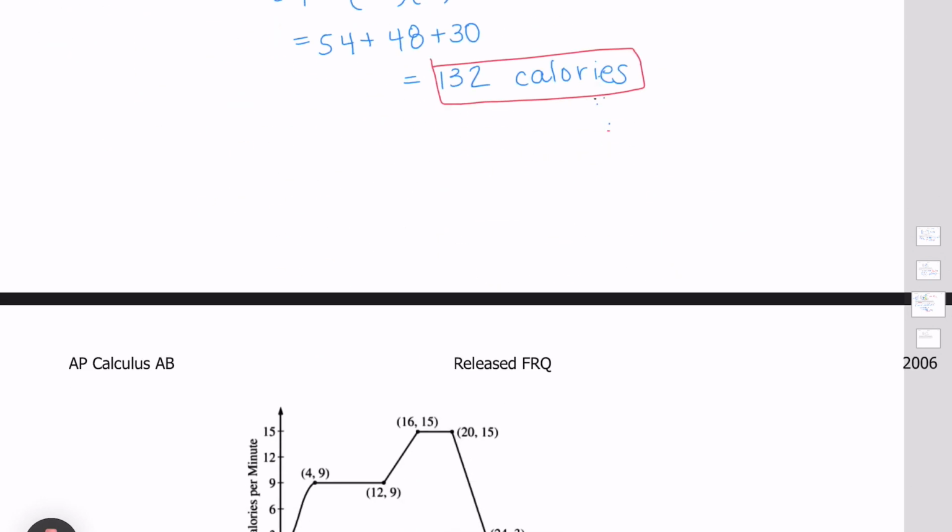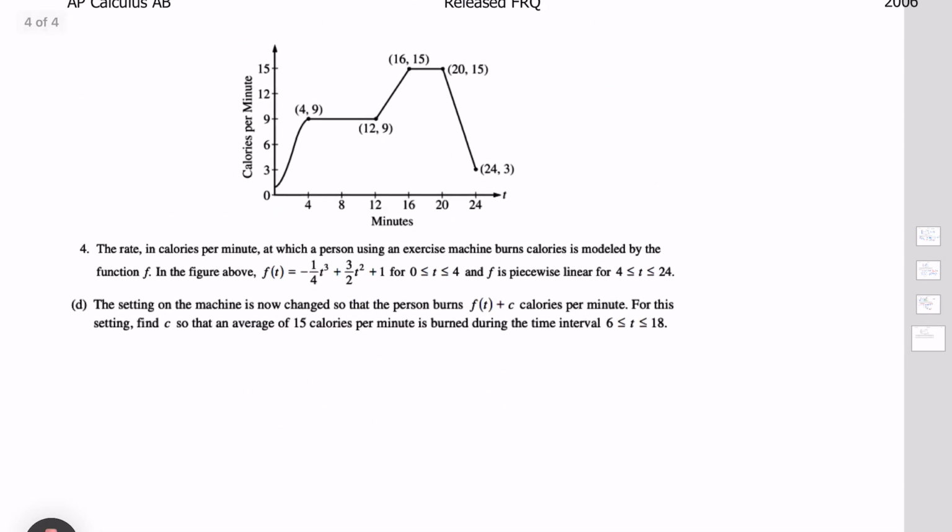Moving on to our next question, part D. This is the final part of number 4. It says the setting on the machine is now changed so that the person burns f of t plus c calories per minute. For this setting, find c so that an average of 15 calories per minute is burned during the time interval from 6 to 18. They're saying that they want the average to be 15 per minute, and we need to find the c. That's our unknown. So the question is c equals what?